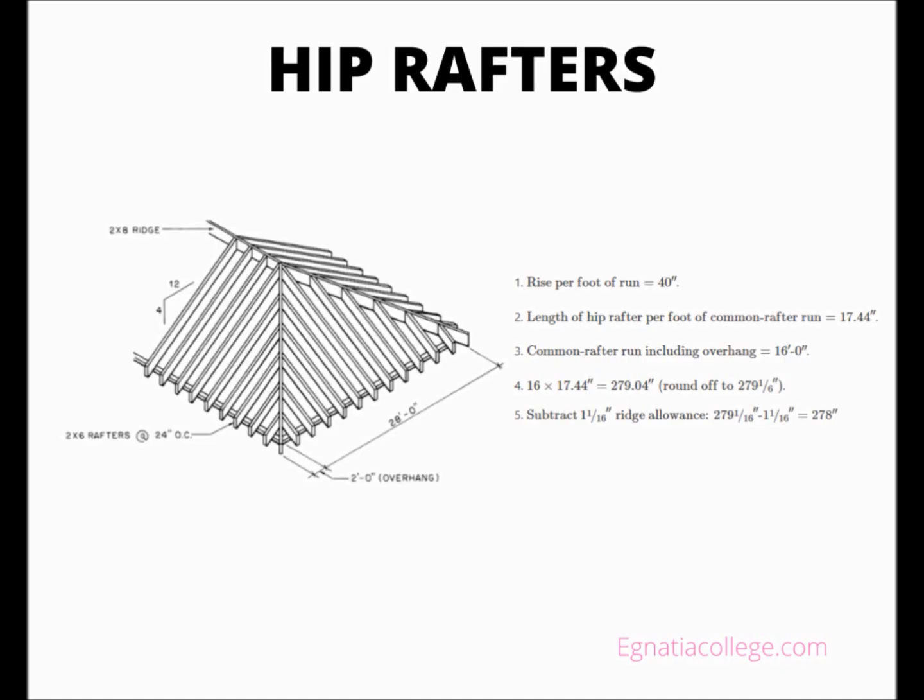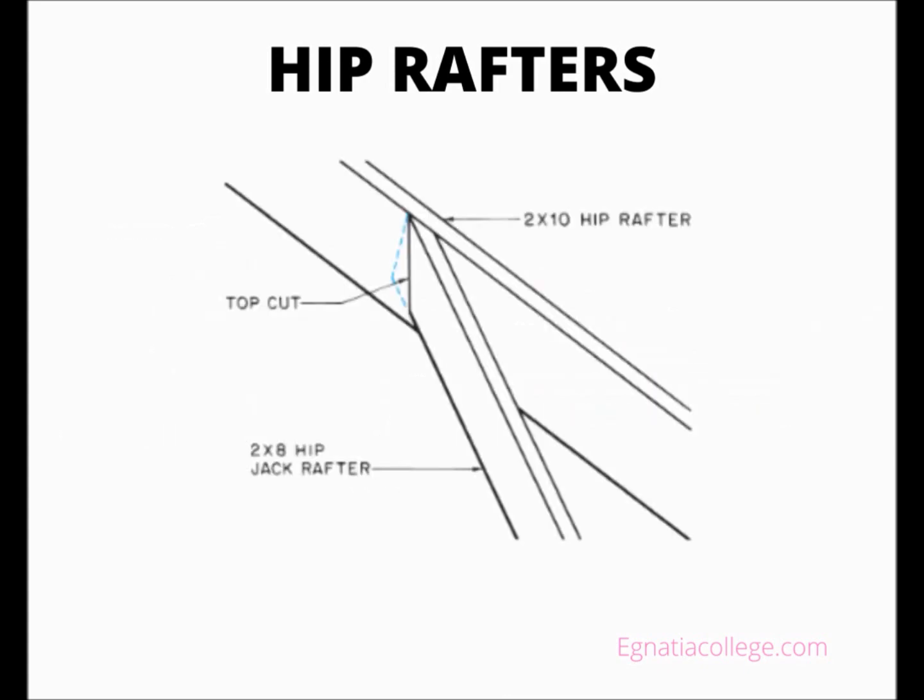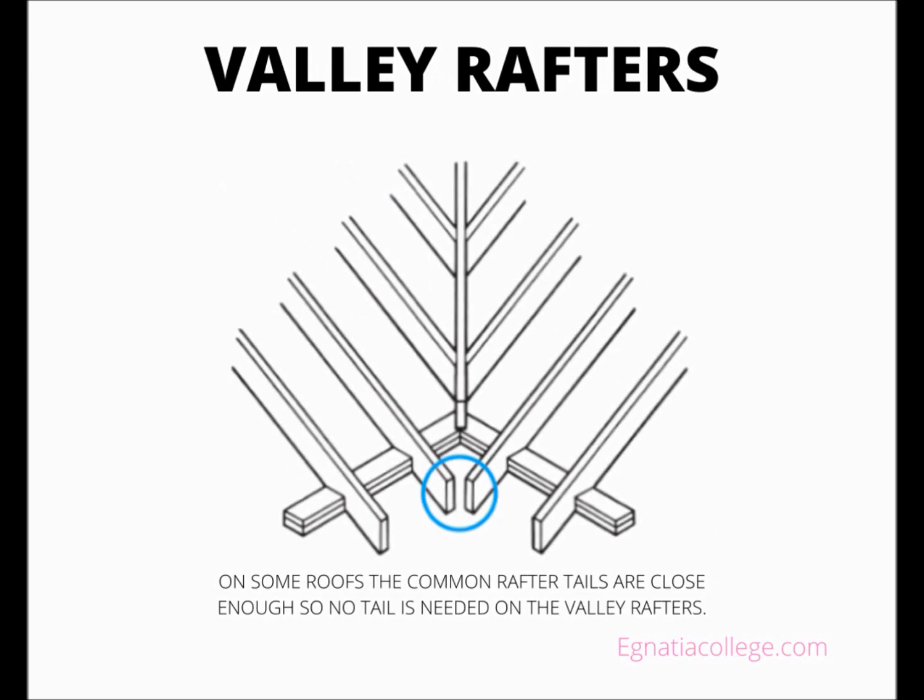The rafters that butt against the hip rafter are called hip jack rafters. They are cut at an angle. This angled cut produces a surface that is longer than the width of the lumber from which the rafter is cut. Therefore, the hip rafters are sometimes made of wider lumber than the common rafters and jack rafters.